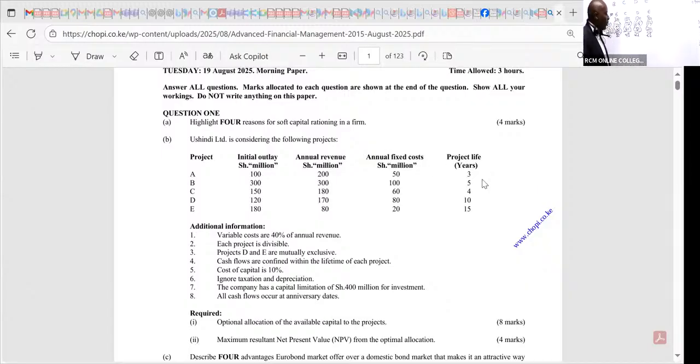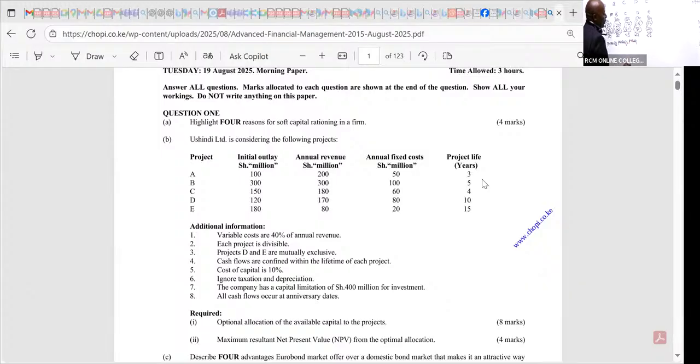Yeah, so then how about the cost of capital? So we have here PV for 10%, 3 years. Is that okay? This will be PV for 10%. How about project B? Number of years are how many? 5, eh? Then we have PV for 10%.